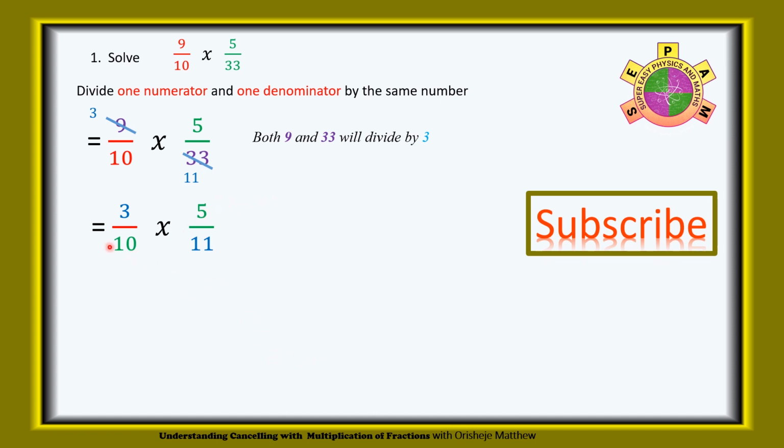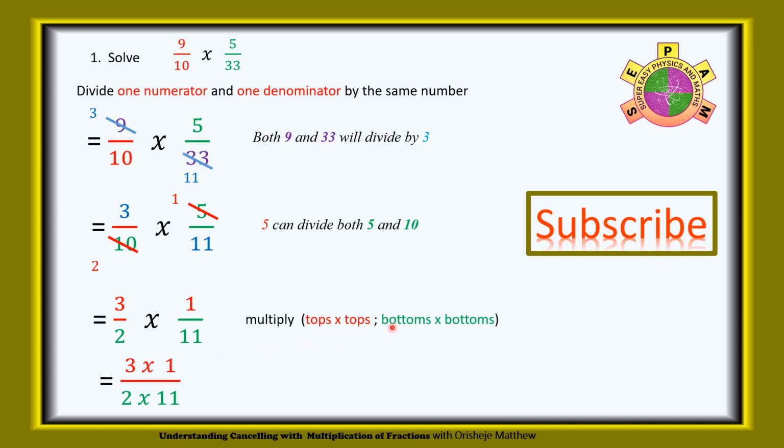Then next, you look at 10 and 5. What can divide both of them? That is 5. Okay. 5 can divide both 5 and 10. So you look at it. How many 5 is in 10? 2. How many 5, group of 5 is in 5? 1. So multiply out what you have. We have 3 and 1. So multiply tops and tops. So that will give me 3 over 22. So this is a proper fraction. So that is the answer.